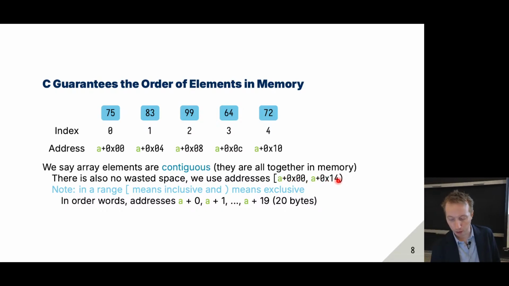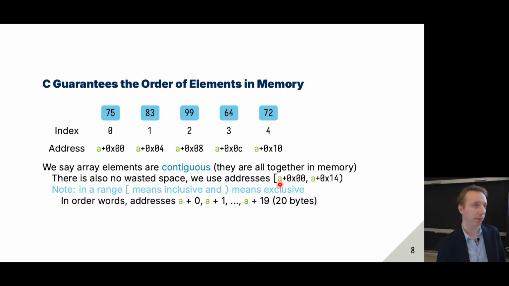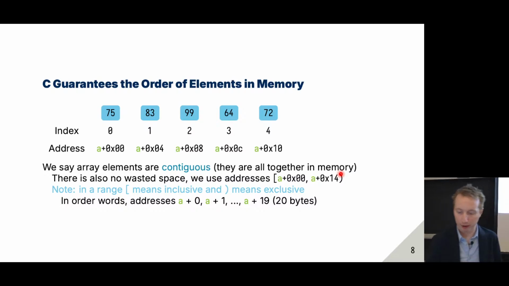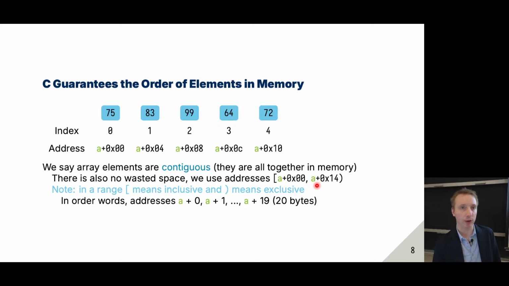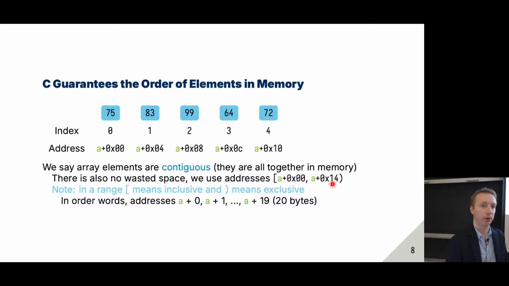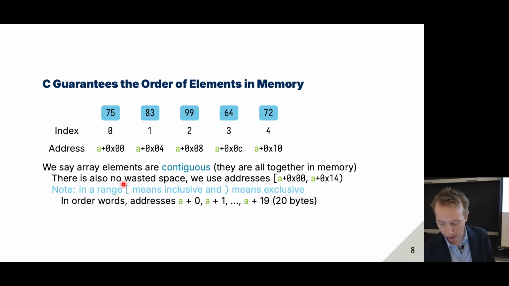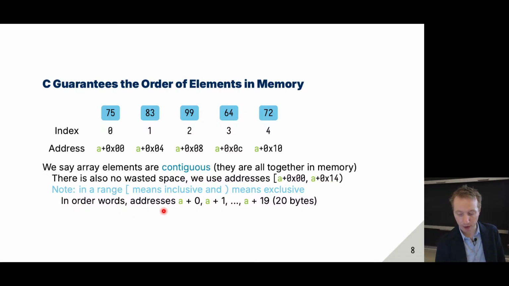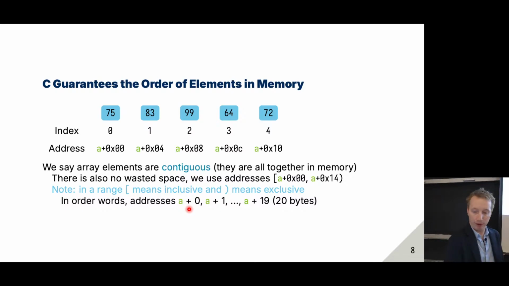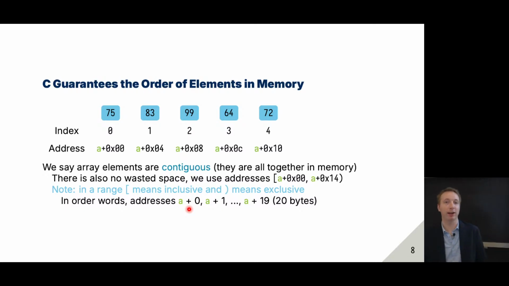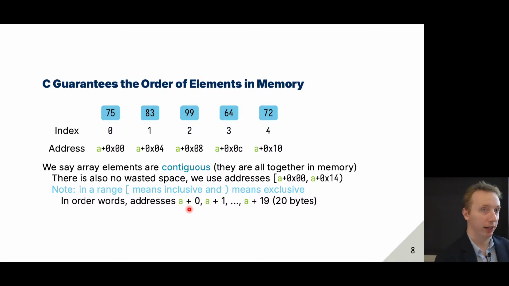And this is a normal range in mathematics. If you write out a range like this, a square bracket means inclusive, so it starts at A plus 0. The parenthesis means exclusive, so I don't use the byte at this address; I use the one just before it. You can count it up and see that, in other words, it's the addresses A plus 0 all the way up to A plus 19, which is 20 bytes if you count it. So, questions about that? We are getting in the weeds here.